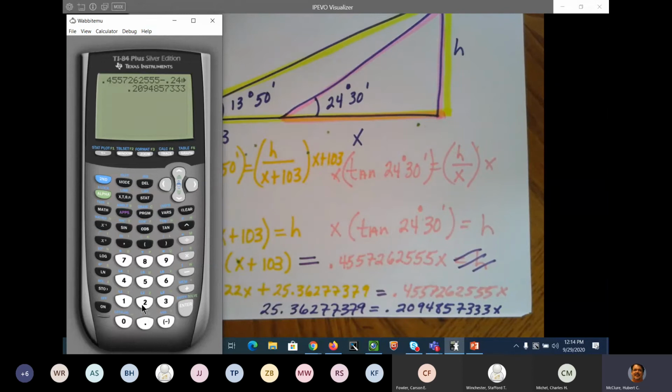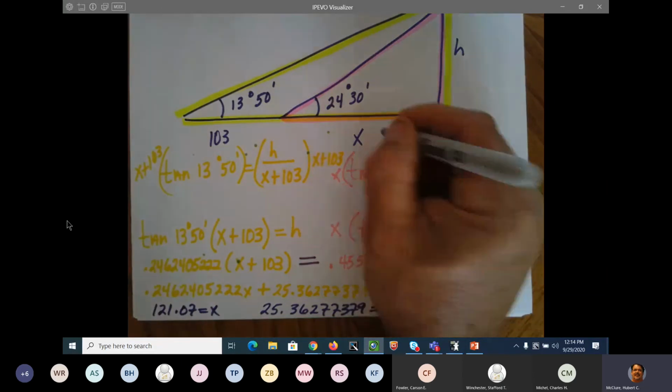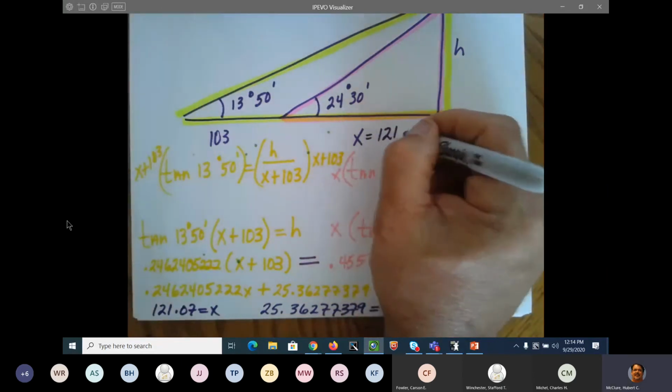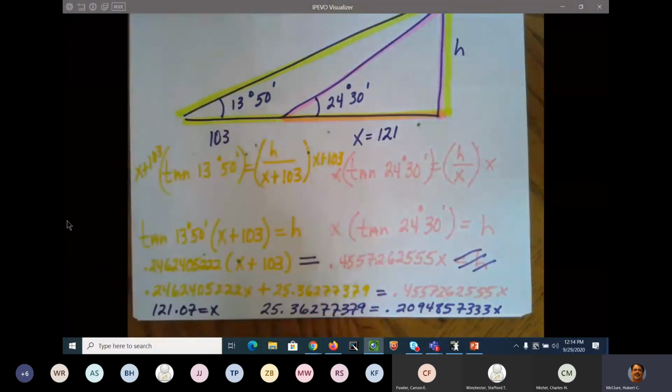So I'm going to take 25.36277379, and I'm going to divide by the second answer. And that gives me a distance of 121.07 is equal to x. Somebody tell me if that's what they got. Yes, sir. Okay, so x is equal to 121. I'm going to leave it 121 because that 103 is to the, so I'm just going to say 121.